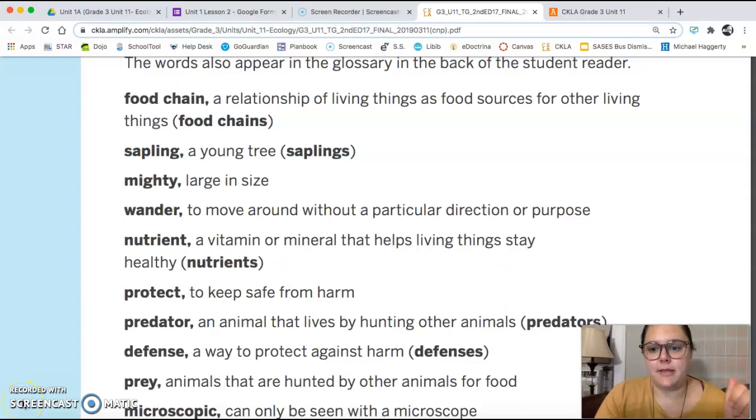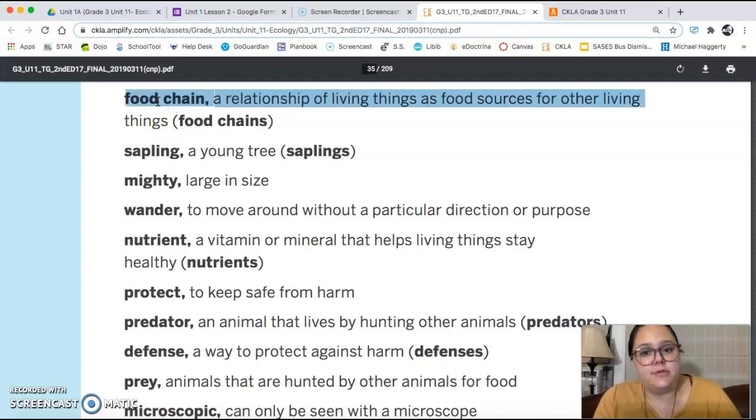Hello, friends. This is lesson 2 of our ecology unit, and here is our vocabulary for today's chapter. The first one is food chain, and this is a relationship of living things as food sources for another living thing. So it basically shows what animals and plants are being eaten by one another in a specific ecosystem.